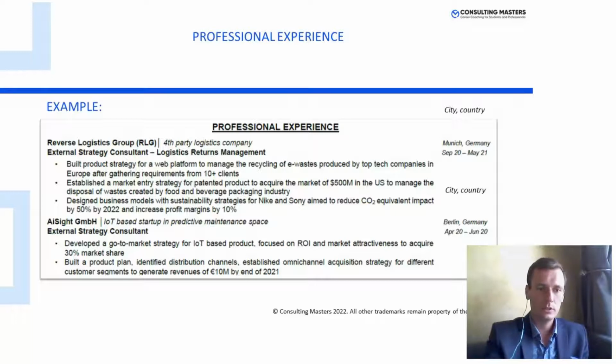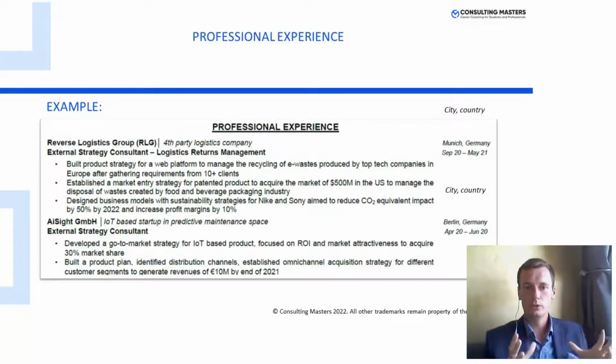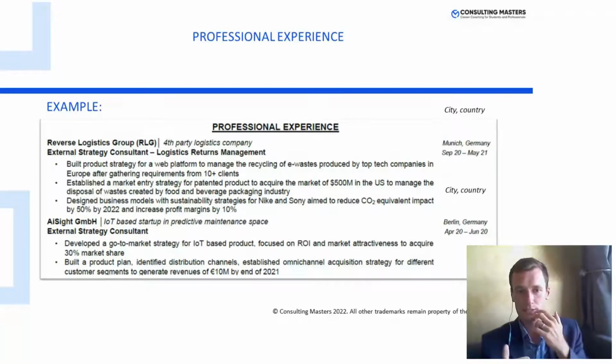And then just to give you a few other examples, the candidate also writes: developed a go-to-market strategy in his second experience for IoT-based product, focused on ROI and market attractiveness to acquire 30% market share. So you see again, developed, then go-to-market strategy, which both means that he used to be working on consulting specific tasks, ROI as a term, and then aiming to receive 30% market share.